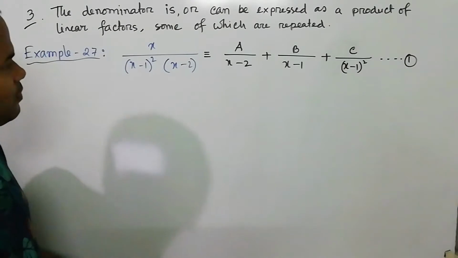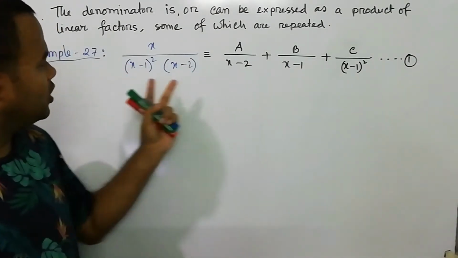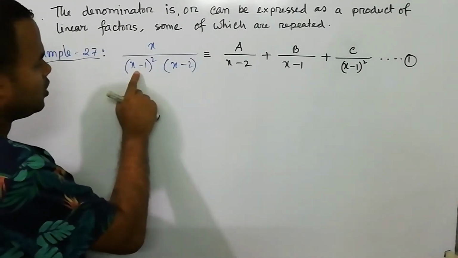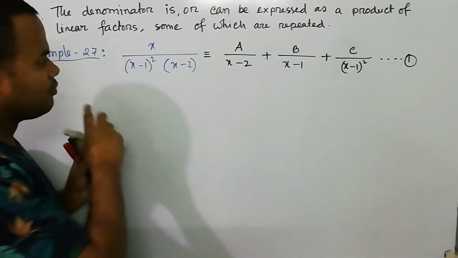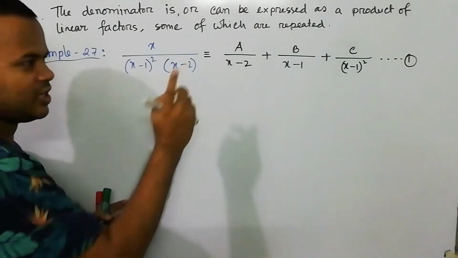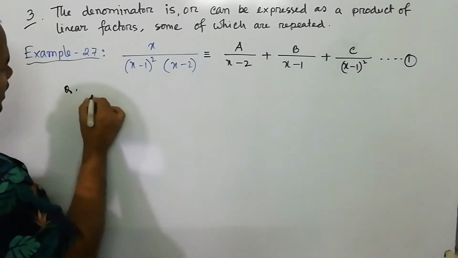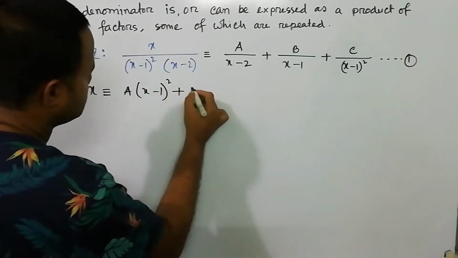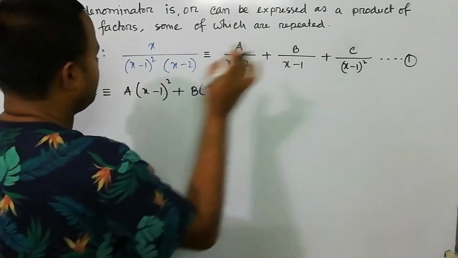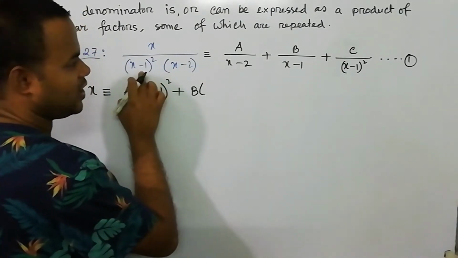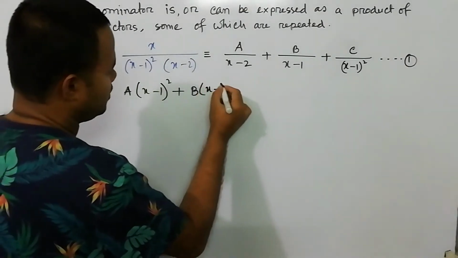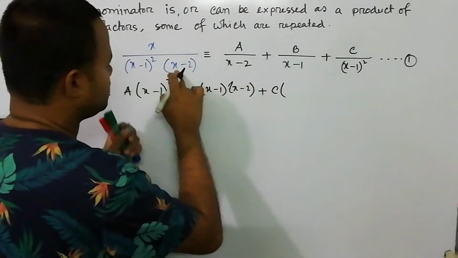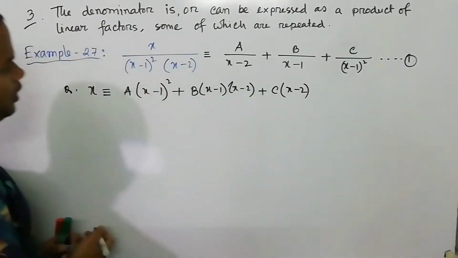Now in the second step we have to multiply the whole equation by the denominator of the given fraction, that is, (x minus 1) whole square into (x minus 2). Then we will have x equivalent to A into (x minus 1) whole square plus B into (x minus 1) into (x minus 2) plus C into (x minus 2), where the common factors cancel. This is equation 2.